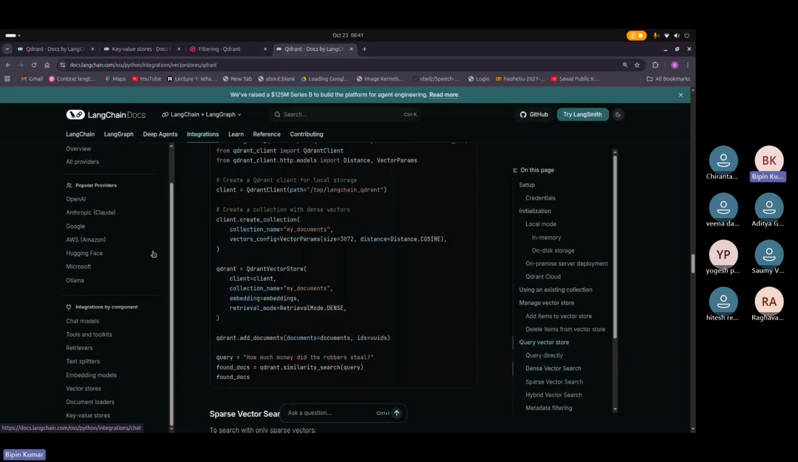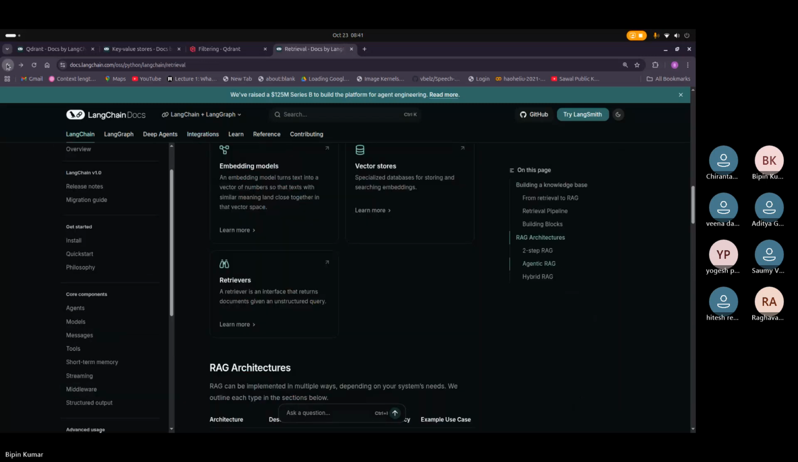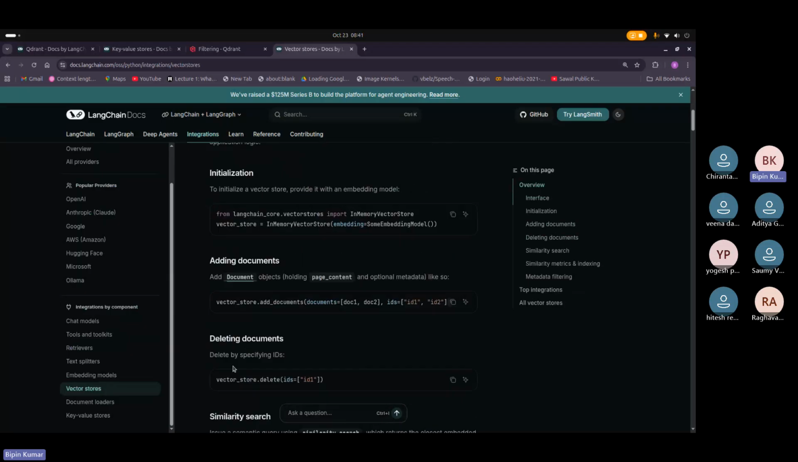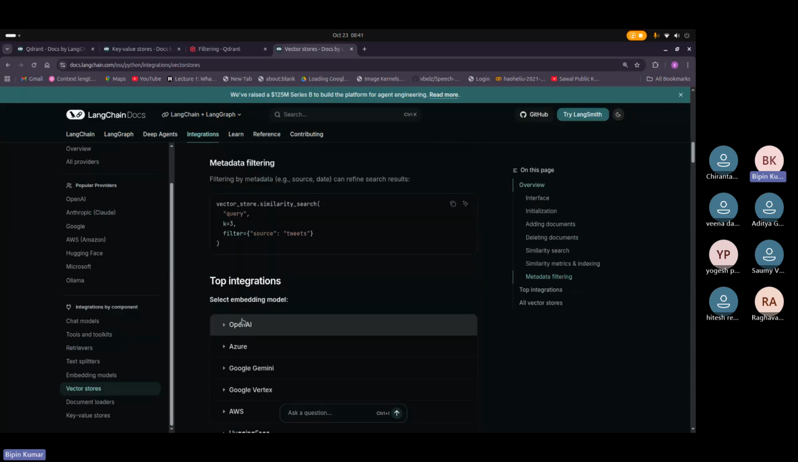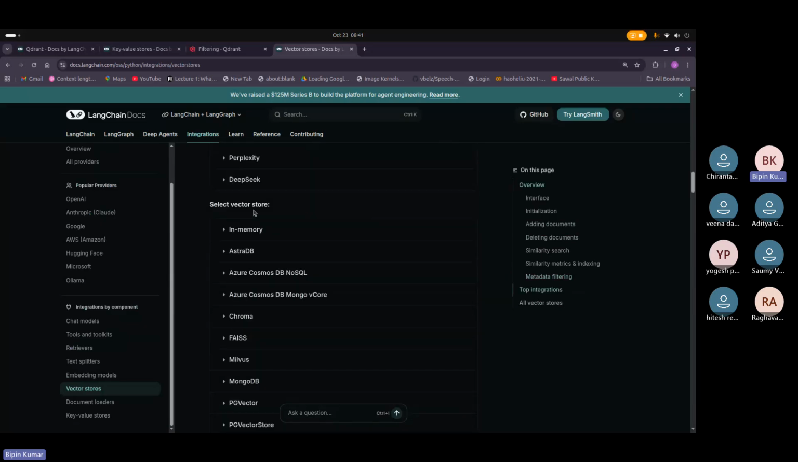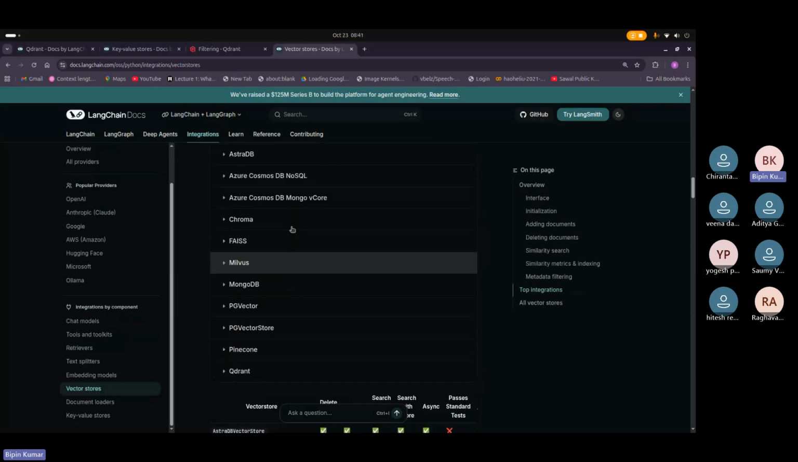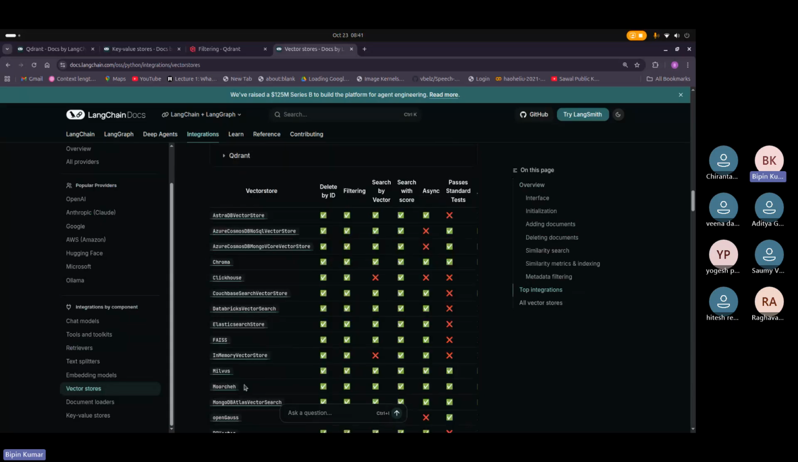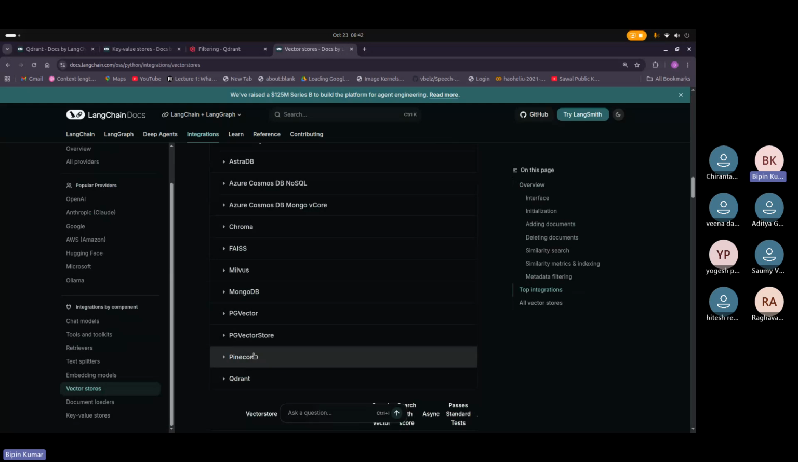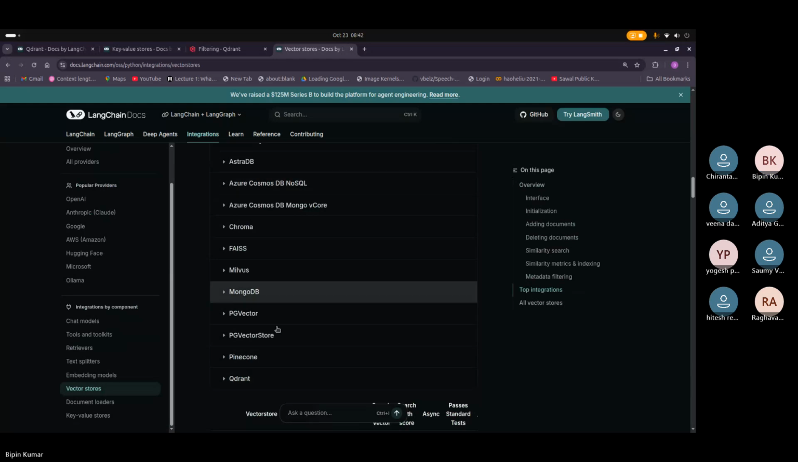If you see the vector store integrations, this is about the embedding model, select the embedding model, and then in vector store there are also Astra DB, Azure, Chroma, FAISS, Milvus, MongoDB, PG vector store, Pinecone, Qdrant. In the next class we will see Qdrant. You don't have to learn all the vector DBs, one or two is fine.